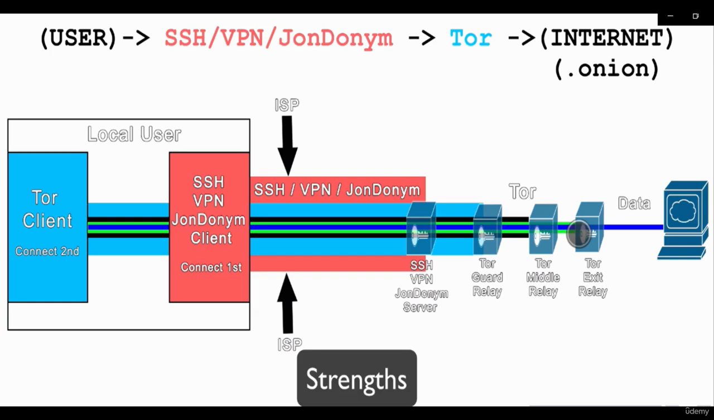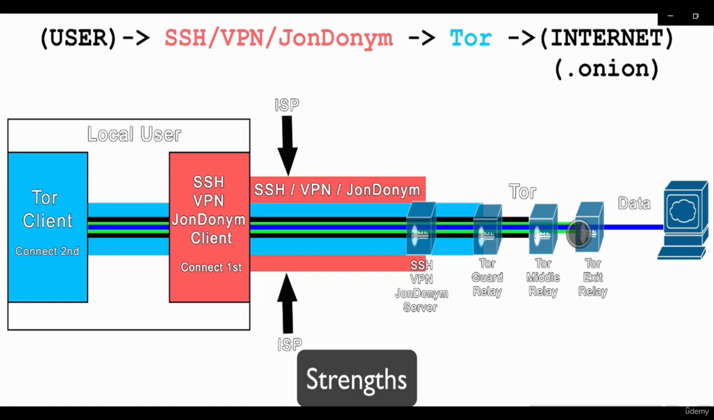And Tor helps to reach data by SSH VPN or JonDonym. Whenever you want to go to your desired data by SSH VPN or JonDonym, your ISP would be helpful for you.